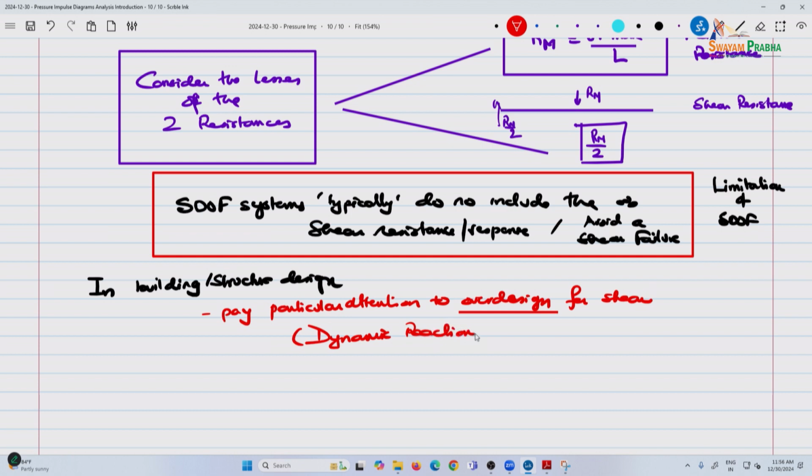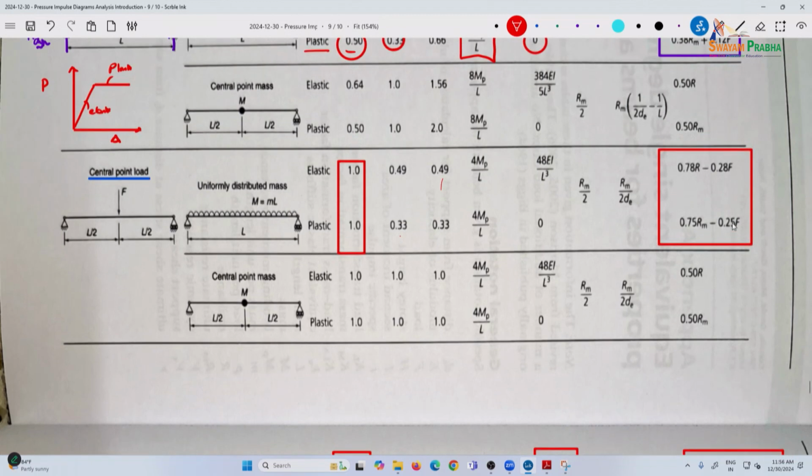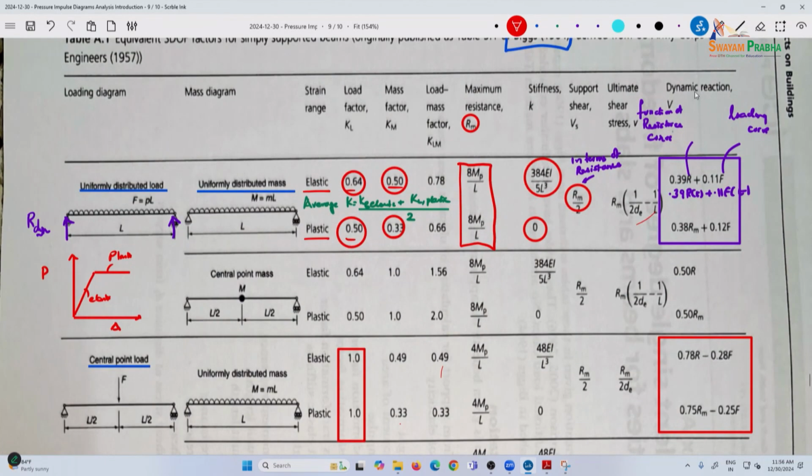What is the shear? Dynamic reactions come into play. For dynamic reactions, peak values. People might actually plot in an SDF system, or you can plot if you have R as a function of time and P as a function of time. You see this dynamic reaction here. Pay attention to this.